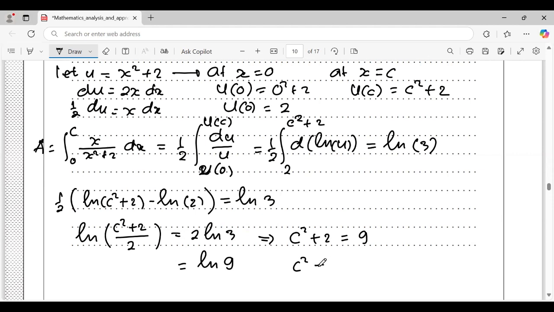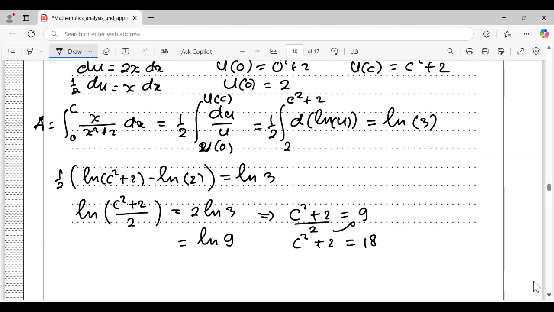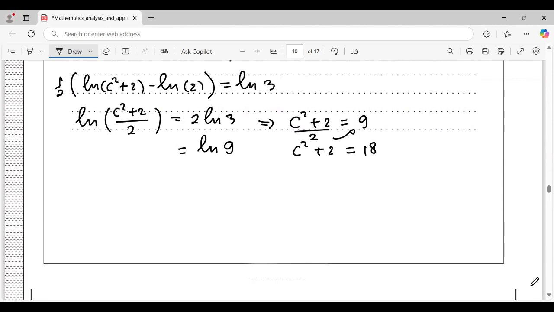So c squared plus 2 over 2 equals 9. c squared plus 2 equals 2 multiplied by 9, 18. Roll down. And c squared equals 18 minus 2. So c squared equals 16 and c equals square root of 16. It is 4. That one.